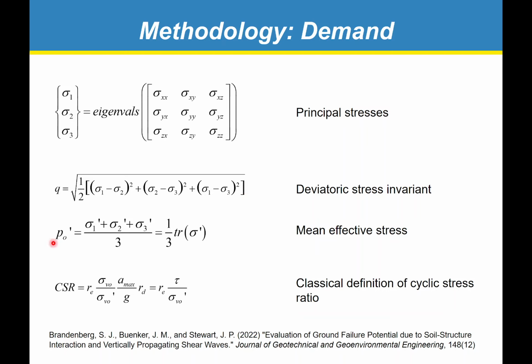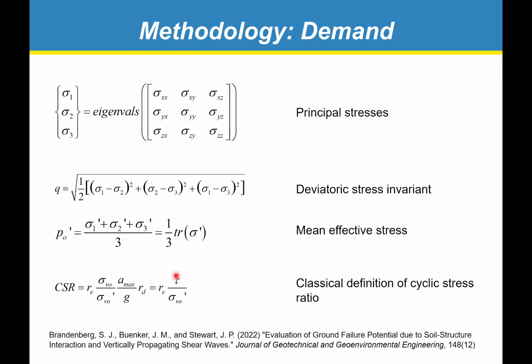We can also get the mean effective stress. So P naught prime is just the average of the three principal effective stresses, or it's 1/3 of the trace of the effective stress tensor. And then here's the classical definition of the cyclic stress ratio. What we would like to do now is define CSR in terms of Q and P naught prime, because it would be fully general. We could then use it for any complicated stress path.